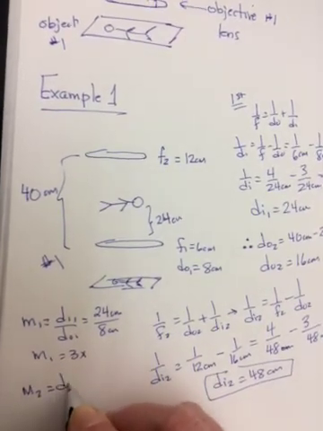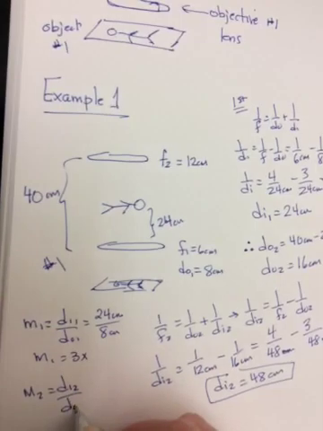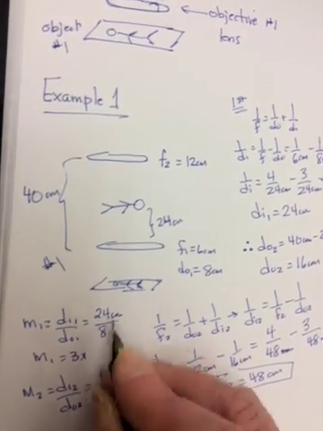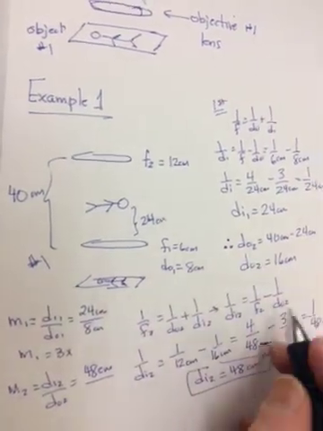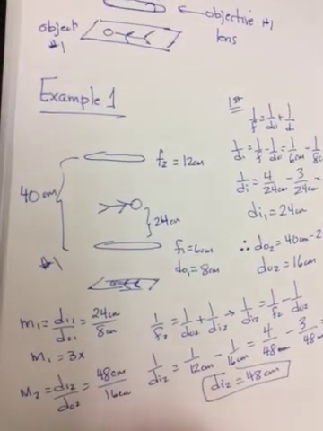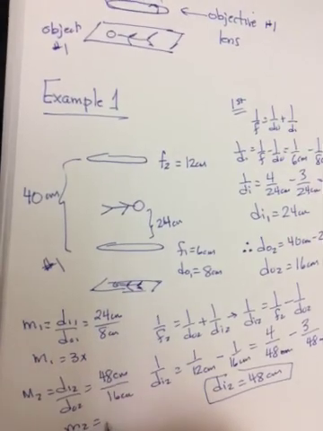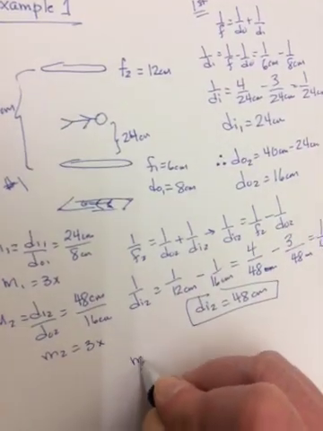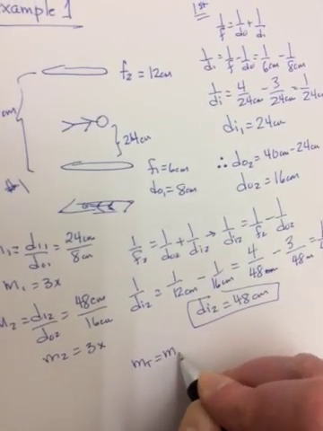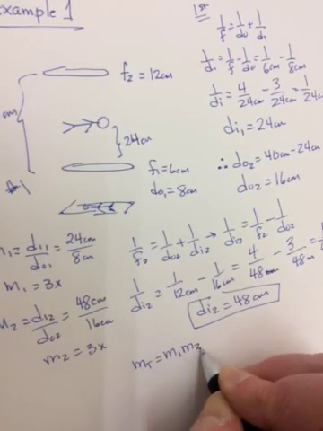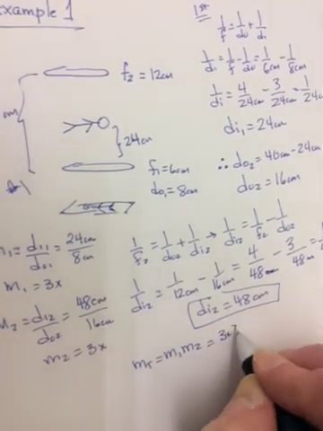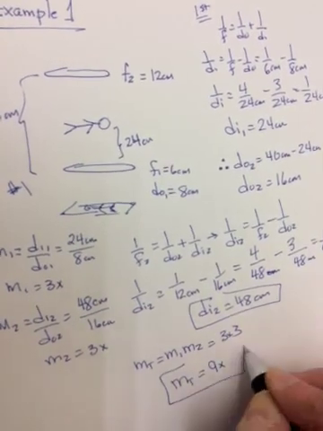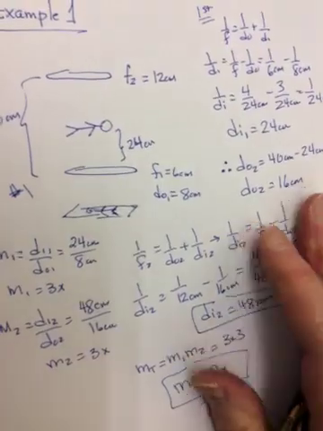M2 is DI2 over DO2, DI2 48 centimeters, DO2 16 centimeters, so magnification 2, a coincidence, is 3 times. To get your total magnification, if you remember from those of you that took bio, it's just M1 times M2. So 3 times 3, your total magnification will be 9 times as big. That's how you do compound lenses.